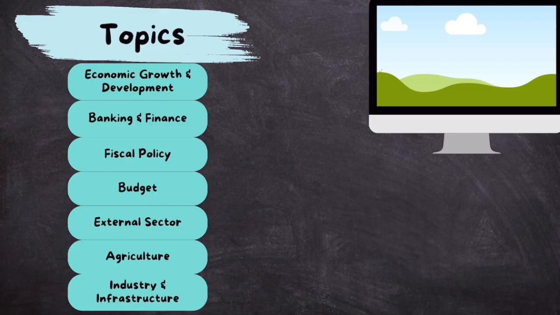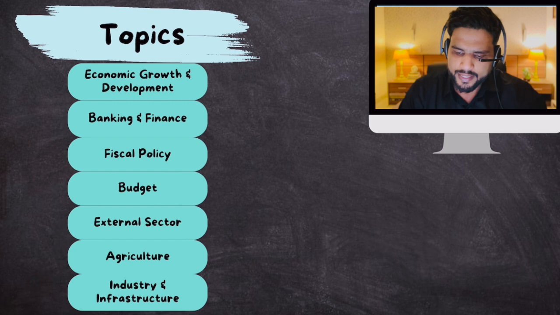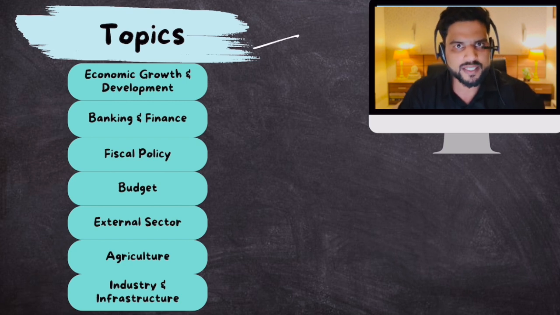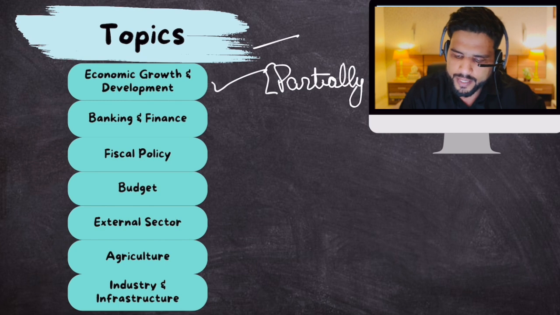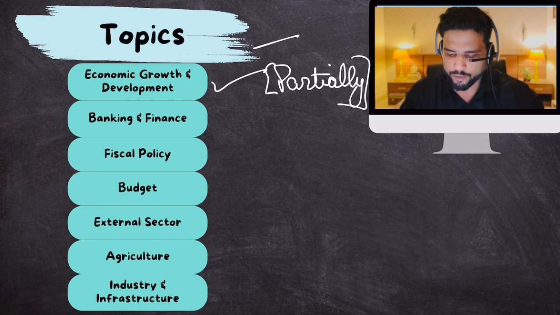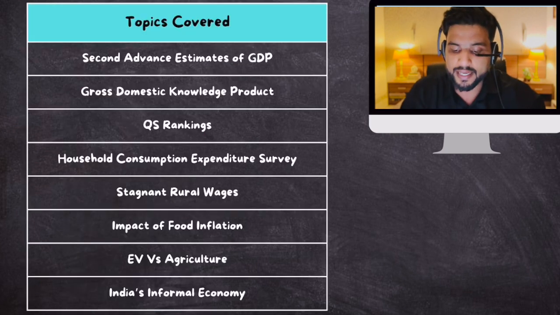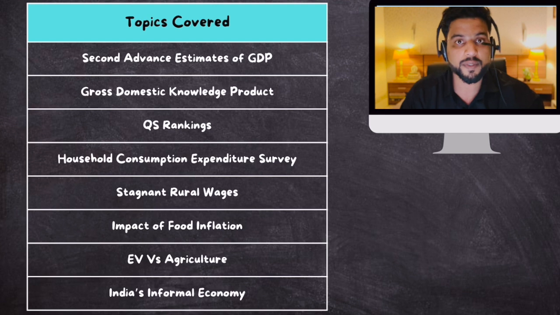All right. So, yesterday we started with economics current affairs, and we covered economic growth and development, but we covered this topic partially, right? And what topics did we cover? So I told you in the previous lecture that there are basically 8 topics in economic growth and development. We covered second advance estimates. If you haven't covered that, please watch the previous lecture.